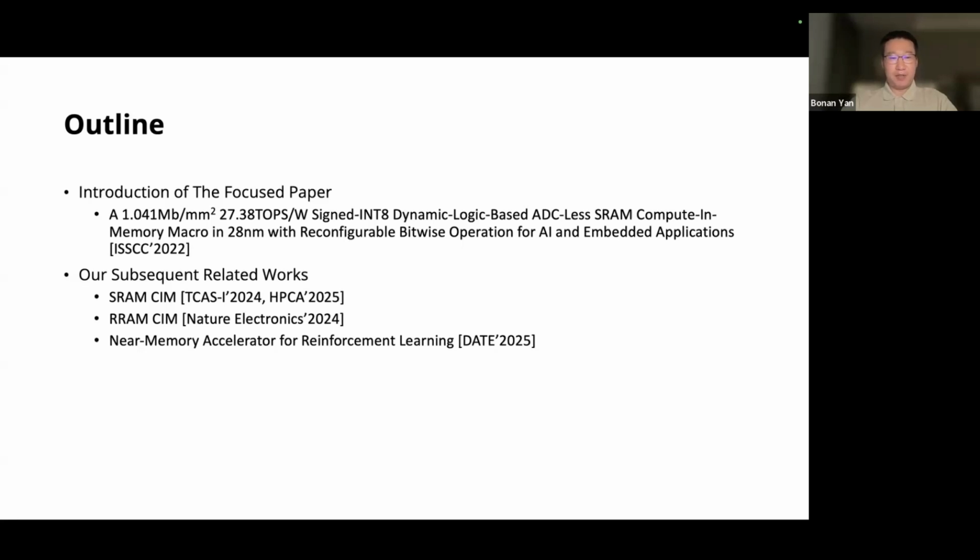After that, I developed other works for AI accelerators based on our SRAM sim and RAM sim, including a near memory computing accelerator for reinforcement learning. If you are interested, you can refer to our paper later. So let's go to the first part, the introduction of the focus paper today.